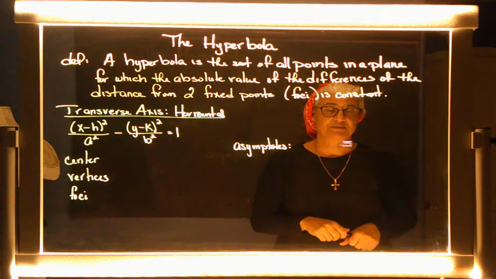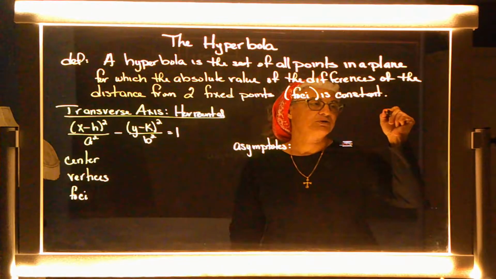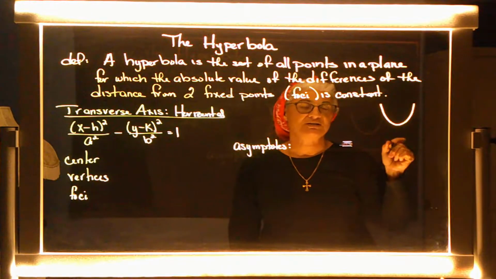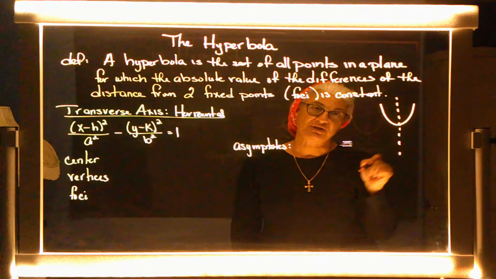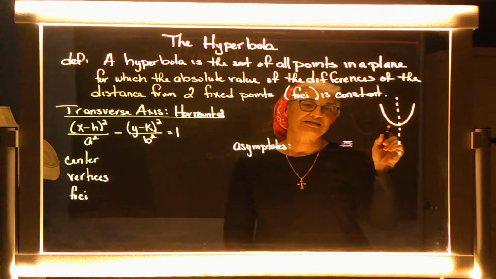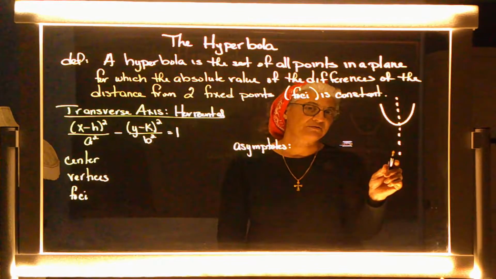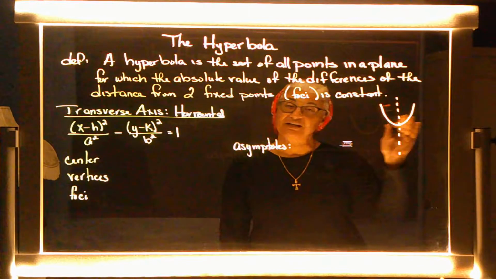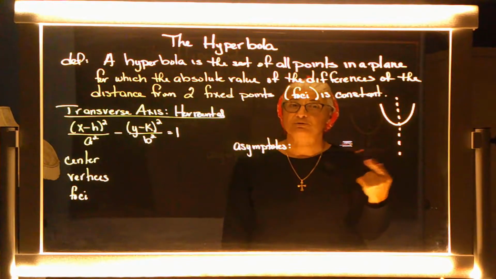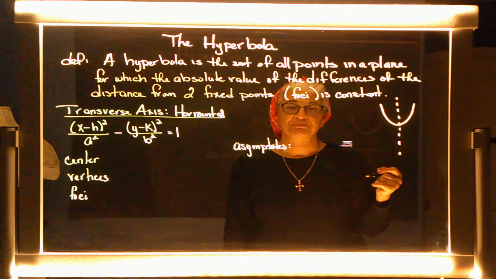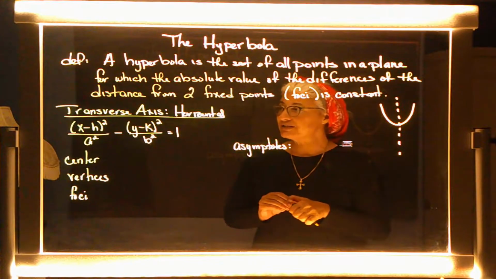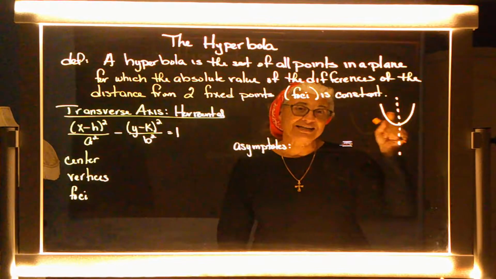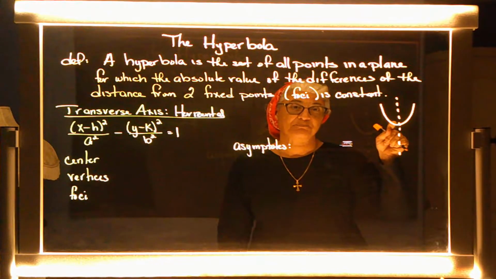Now, notice what I wrote here. Transverse axis. If you remember when we dealt with parabolas, we had an axis of symmetry, didn't we? And this axis of symmetry cut right through the middle of the parabola. If I folded the parabola in half, the left and the right side were exactly the same, weren't they? They matched up.